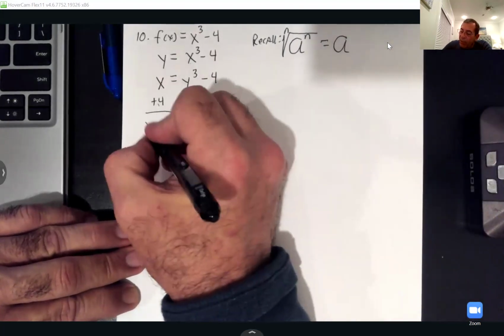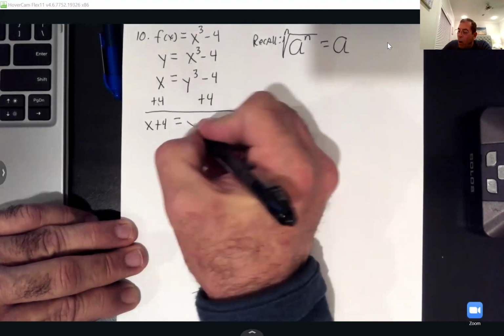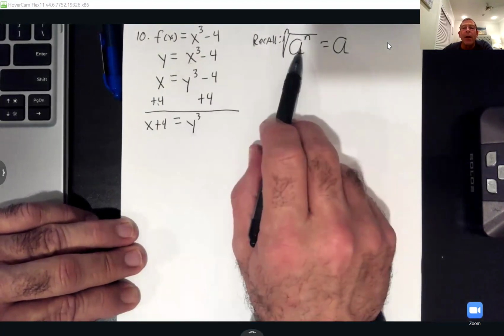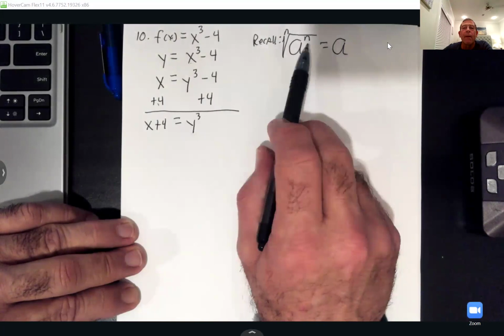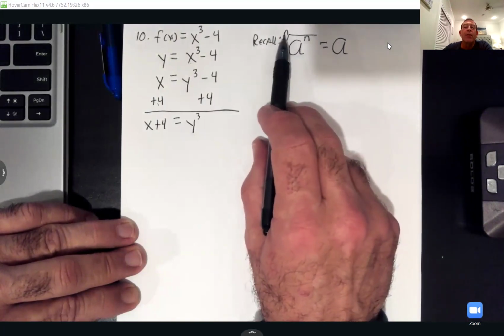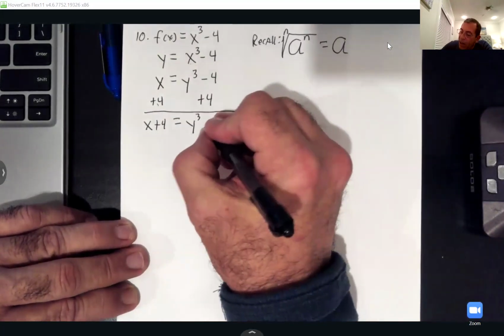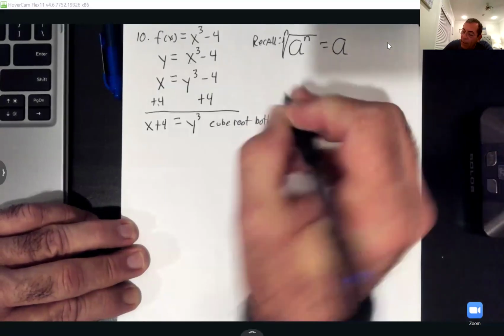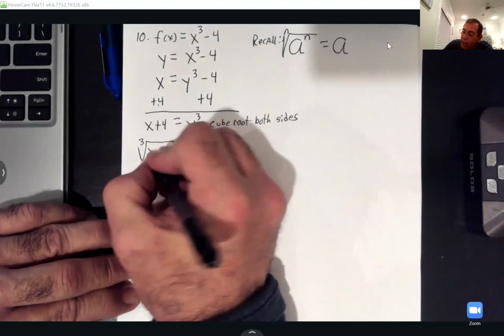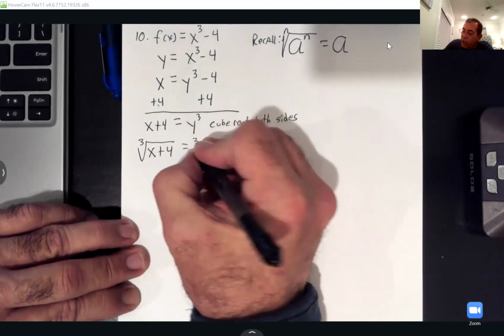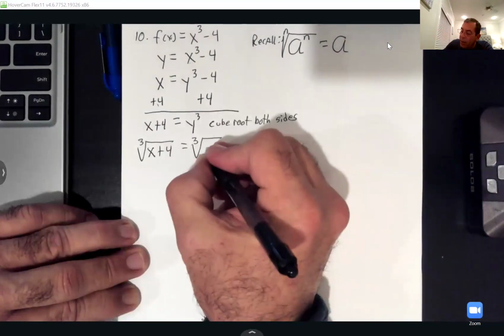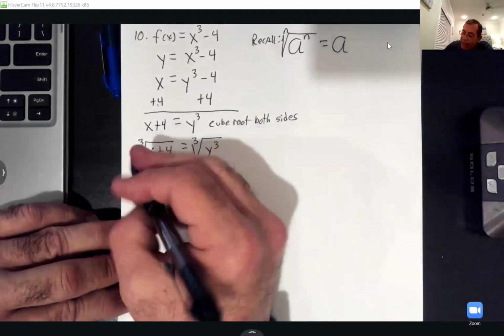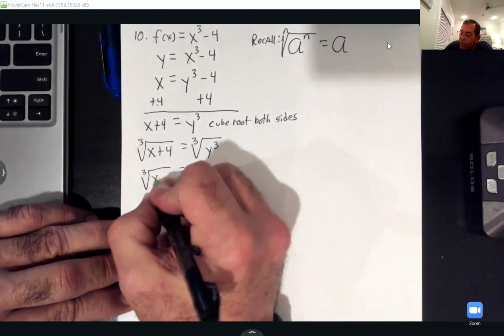So y'all, I get an x plus 4 over here equals y to the third. Now I want to turn this y to the third right here into just a y. So here's my y to the third, which means I'm going to take a cube root of this. So right here, I'm going to cube root both sides. So the cube root of x plus 4 equals the cube root of y to the third. Well, let's look here. We can't do nothing to this side. That's going to stay a cube root of x plus 4.